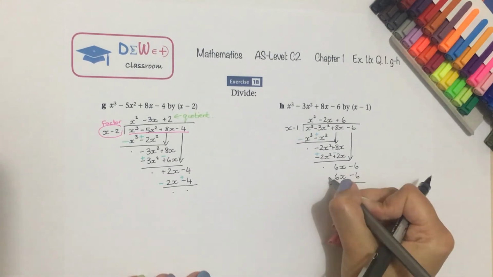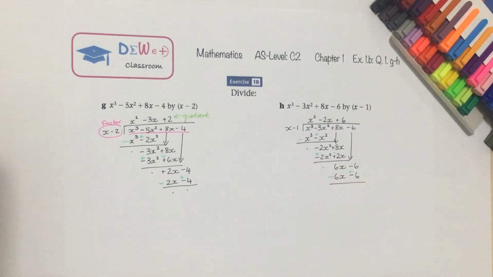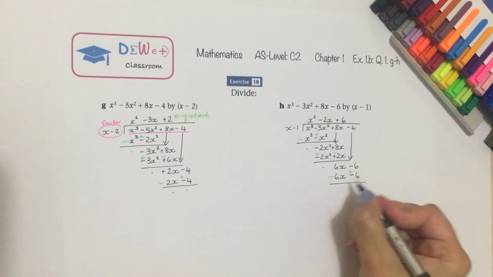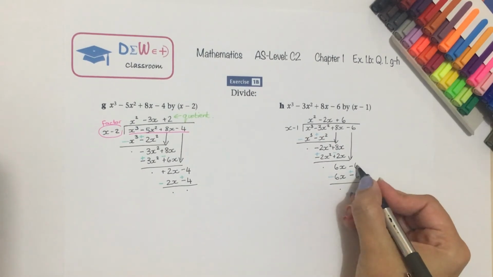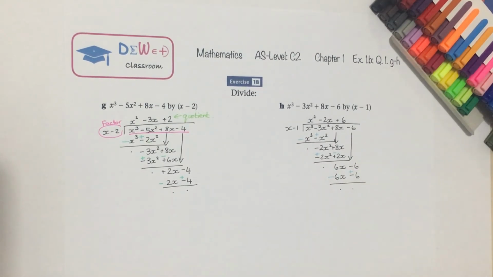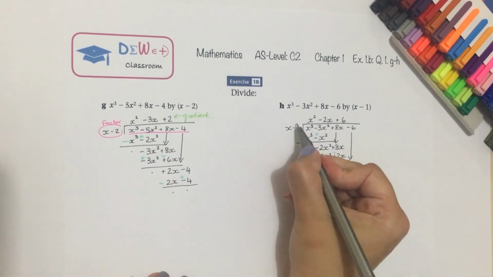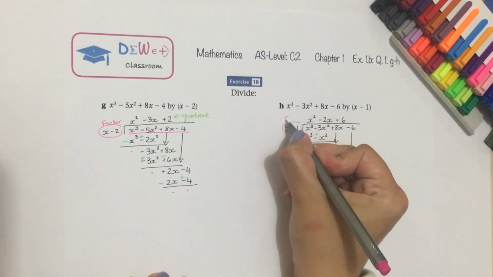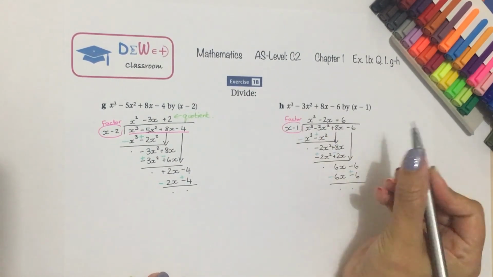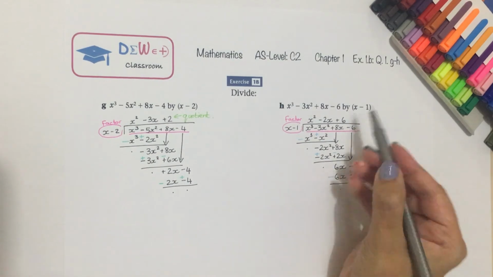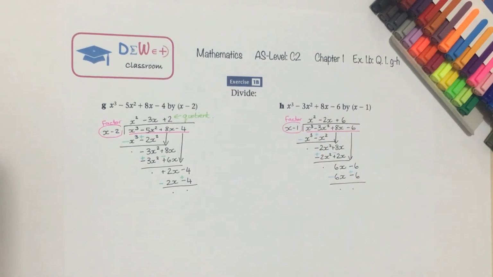We want to subtract them, so we change the signs. And 6x minus 6x is 0. Minus 6 plus 6 is 0. So we can confidently say that x minus 1 is indeed a factor of this polynomial and x squared minus 2x plus 6 is the quotient. That concludes Exercise 1b, Question 1, G and H.